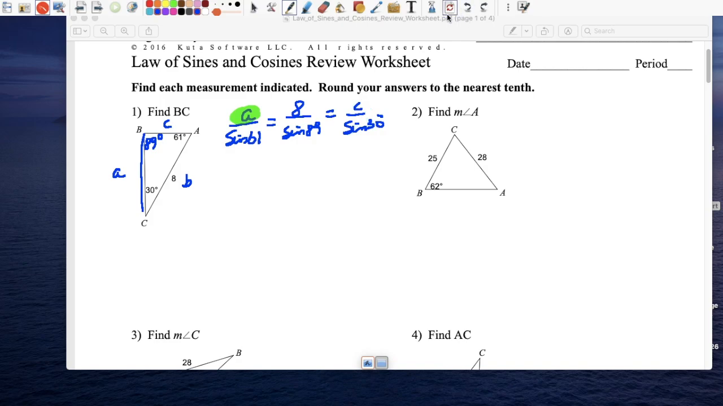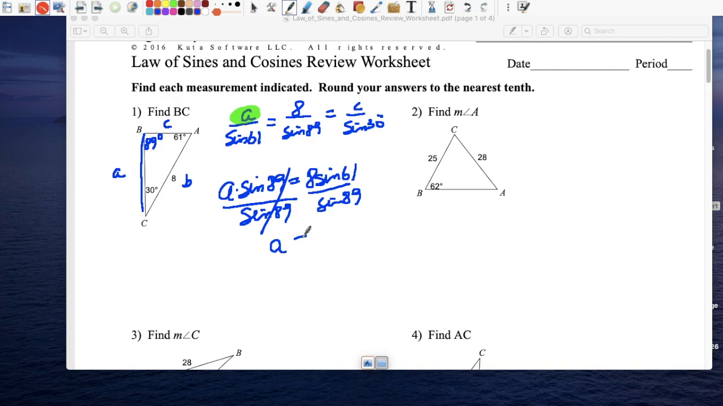Now I'm going to uncross it, and I'm going to set up a proportion. Now remember, in the proportion, I have angle A, I have angle B, I have side B, and the only thing I don't know is side A. So I can solve this because I will have only one unknown variable. So we get a sine of 89 equals 8 sine of 61. We can isolate a, right? So we're going to divide this by sine of 89 and this one by sine of 89. It is that simple.